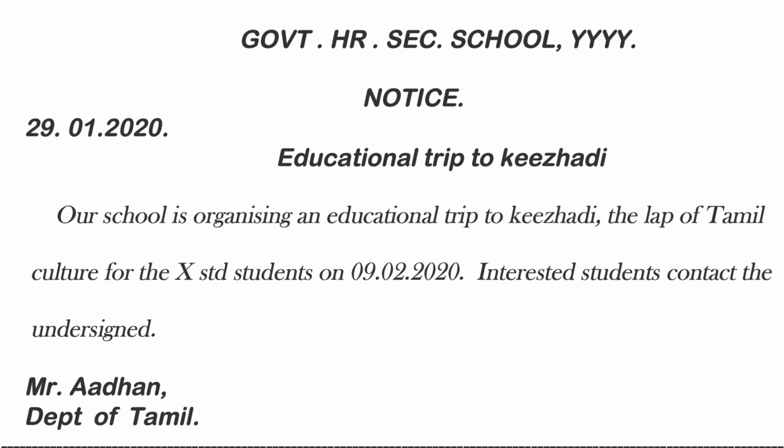And the second W is where. So where? The place is Q.No., right? So it refers to the place. When? So when refers to the time and date. It is on 9th of February 2020. Fourth, W is who. That refers to the target group. The target group is none other than the 10th standard students.